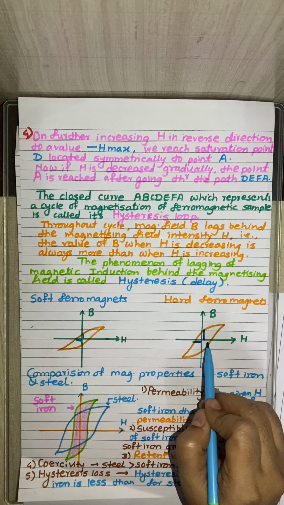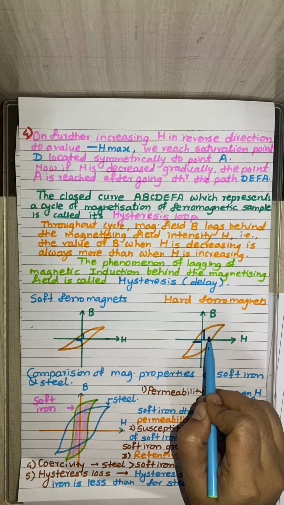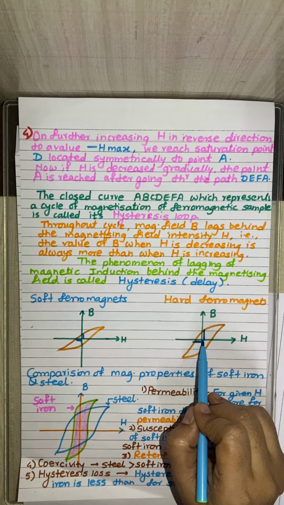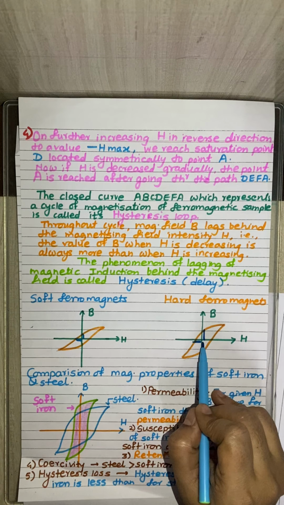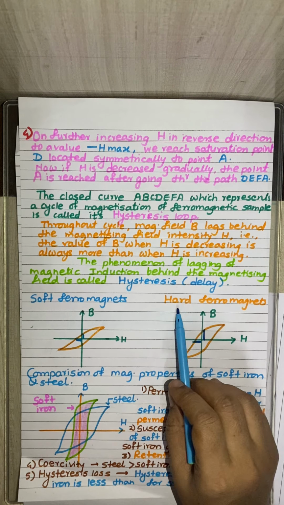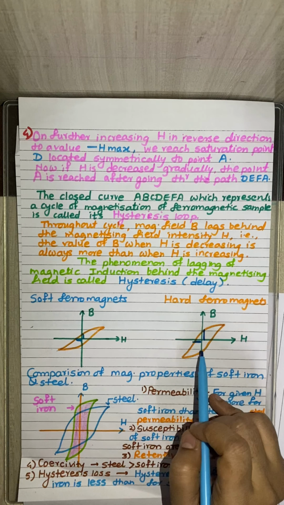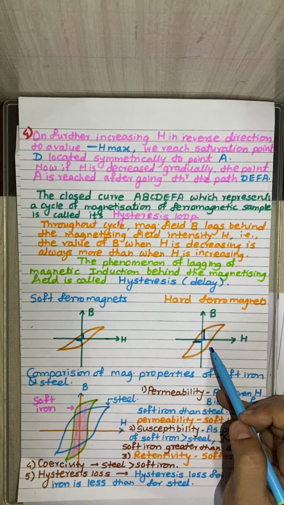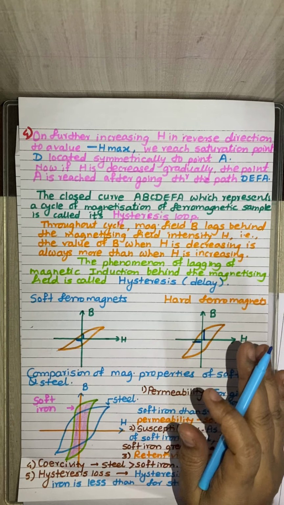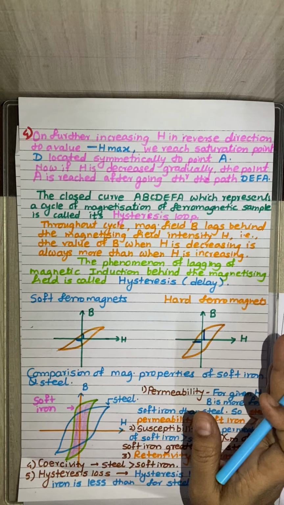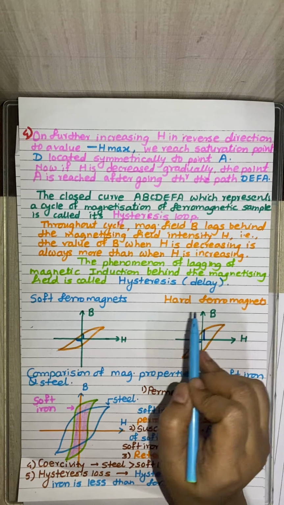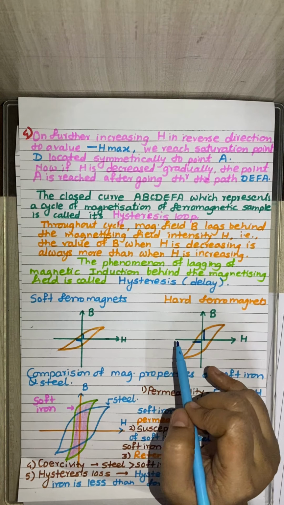You can see the area of the hysteresis loop is also larger. So the materials which have high coercivity, high retentivity and large hysteresis loss are called hard ferromagnets, and specifically they are used for making permanent magnets. Permanent magnets are generally made up of Alnico alloys, Ticonal alloy, lodestone or steel. So hard ferromagnets are steel, Alnico, lodestone and Ticonal.